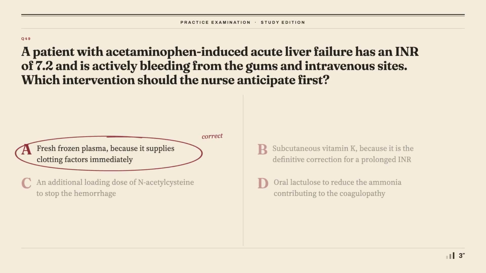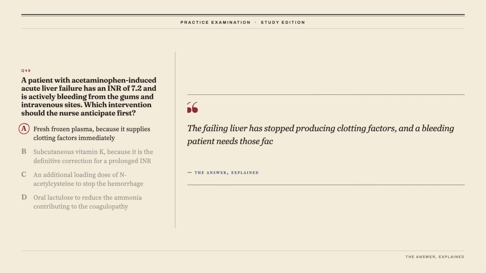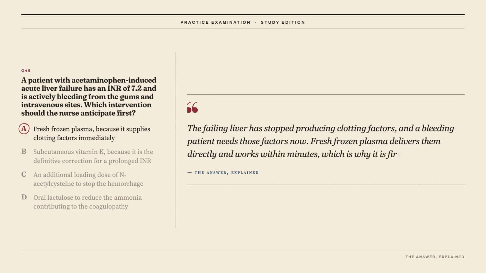The correct answer is A. Fresh frozen plasma because it supplies clotting factors immediately. A is correct because the failing liver has stopped producing clotting factors and a bleeding patient needs those factors now. Fresh frozen plasma delivers them directly and works within minutes, which is why it is first line for active hemorrhage. Recognizing when to treat the consequence rather than the cause is the distinction being tested here.